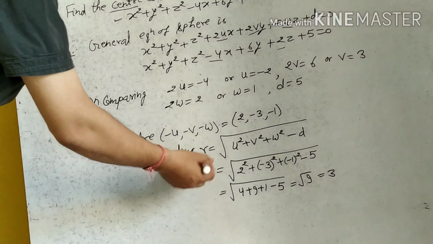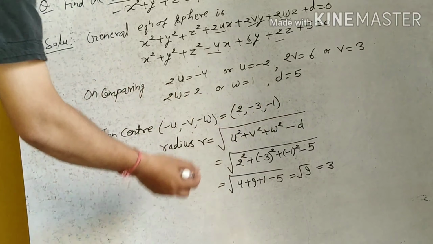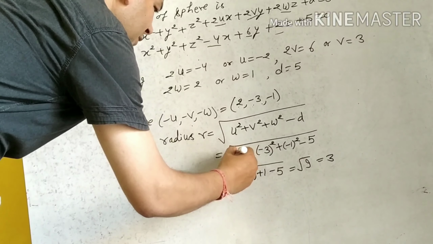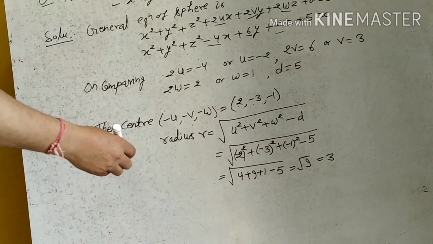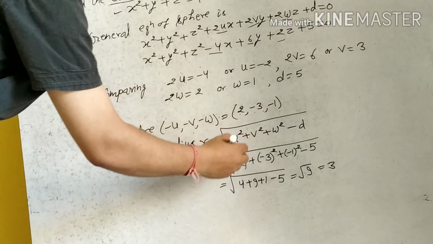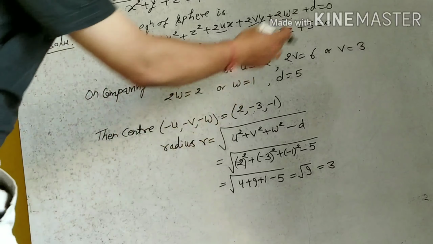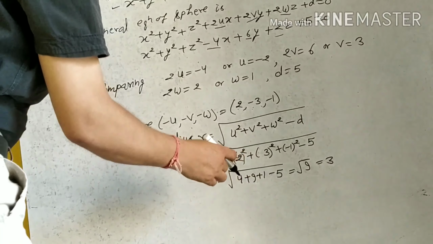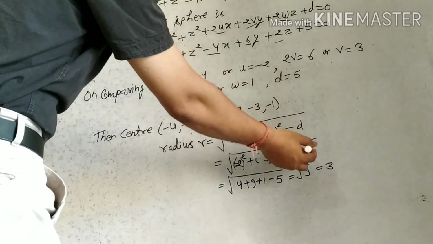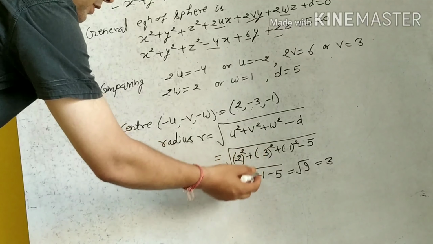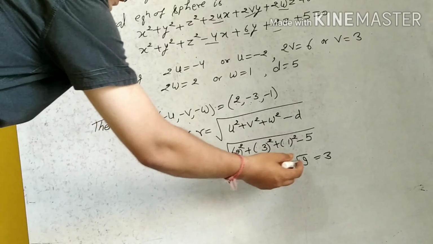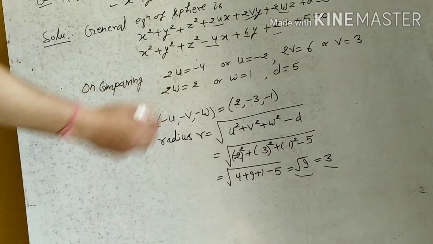Now the radius formula is under root u square plus v square plus w square minus d. The value of u is minus 2, so it will be minus 2 square plus v square. V is 3, so 3 square, plus w square, w is 1 square, minus d, d is 5. So on squaring, minus 2 square is 4, 3 square is 9, 1 square is 1, minus 5. 4 plus 9 plus 1 is 14, minus 5 is 9. Under root 9 equals 3. So it is the radius of the sphere.